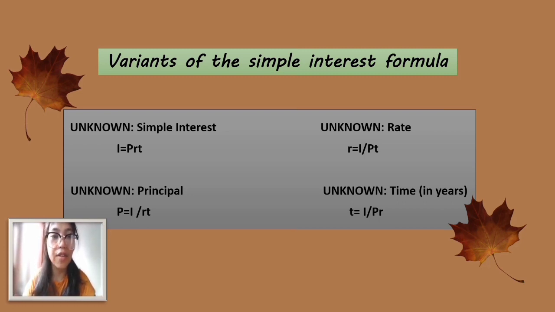If the unknown is the principal, the formula that we are going to use is P equals I divided by R times T. If the rate is unknown, the formula is R equals I divided by P times T. And if the time is unknown, the formula is T equals I divided by P times R.